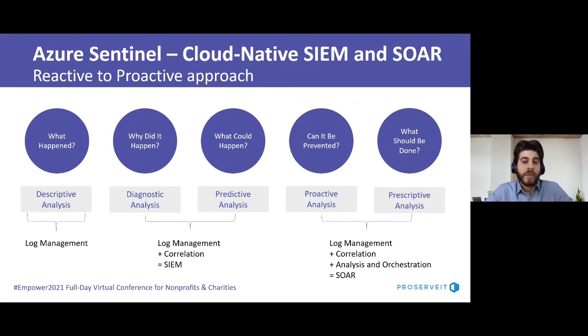Then we jump into the proactive analysis, which answers the question, can it be prevented? Now, can a threat be avoided before it happens? And in order to do that, it's imperative to locate and correct any potential vulnerability before it can be exploited by cyber criminals.